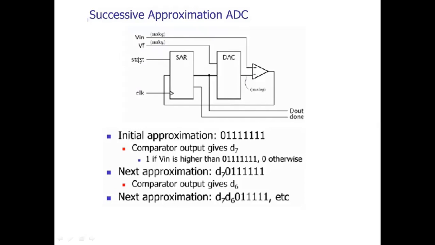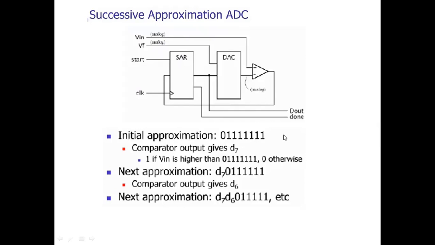When the start button is on, the SAR is initialized to the value 0 followed by seven 1s, that is 01111111. The decimal equivalent of this binary number is 255. So when the start input is on, the SAR is initialized to this value. The initial approximation will be 0 followed by 7 ones, equivalent to 255.